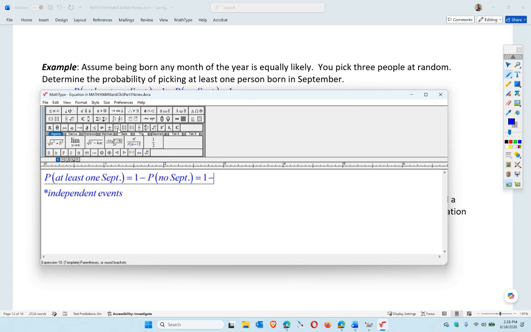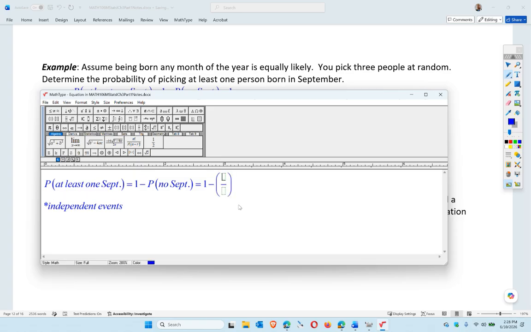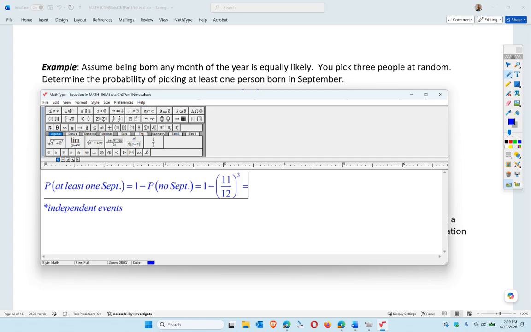Okay, so we got to put a fraction here. So we're going not a September birthday, correct? So that's 11 out of 12, right? Because we want to know September birthday, so we're doing the flip, which is 1 minus not September, right? And we're doing how many people? You pick 3 random people. I don't know why I kept doing 3. I'm not sure. Probably should change that, right?